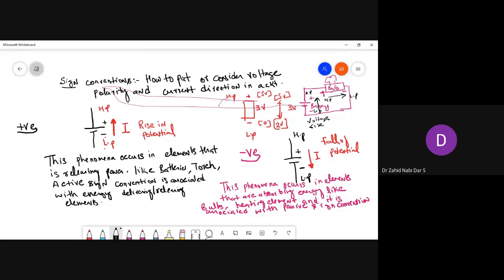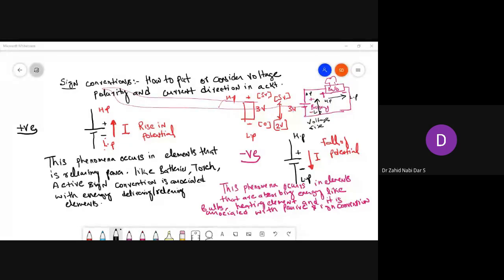If you remove the battery from the torch, will it produce any light, Manoj? No, sir. So is the bulb an energy releasing element? No, sir. Absorbing. So got my point? Yes, sir. Got it. Sir, but the battery's positive terminal is connected to the bulb's positive terminal, sir.